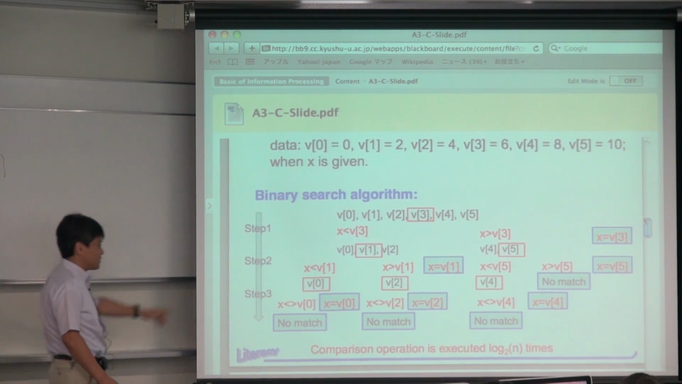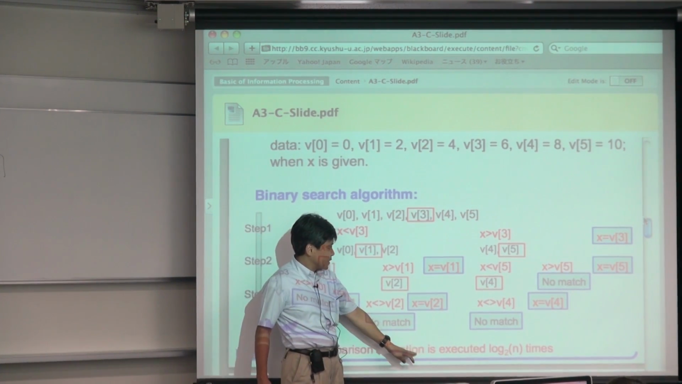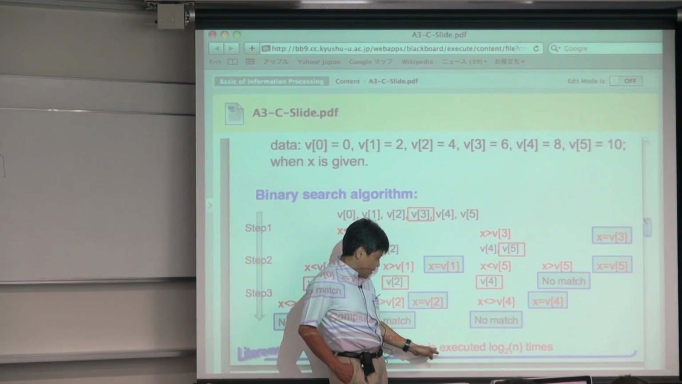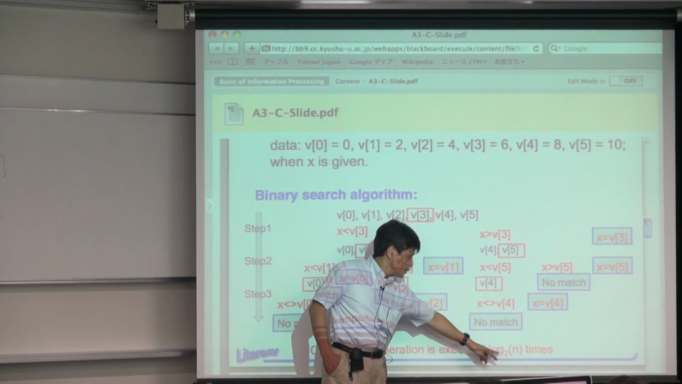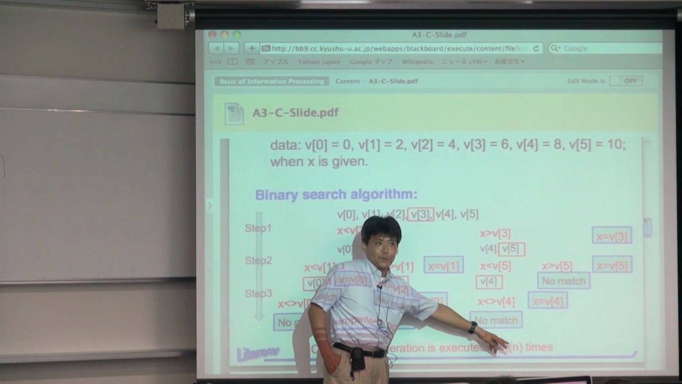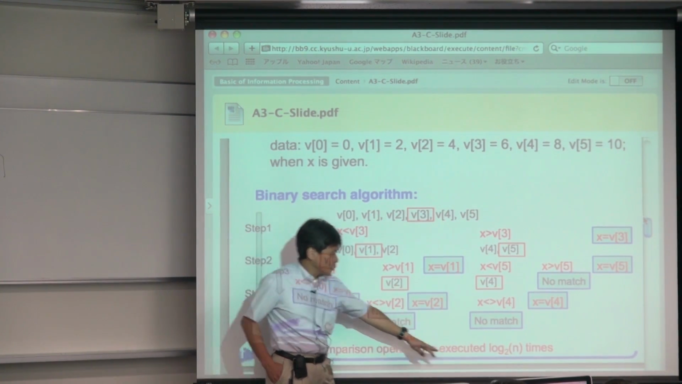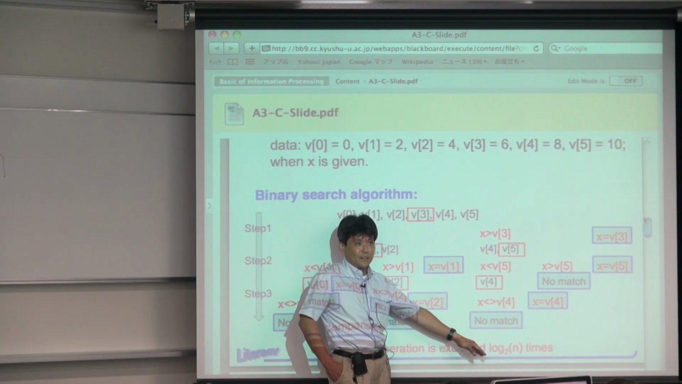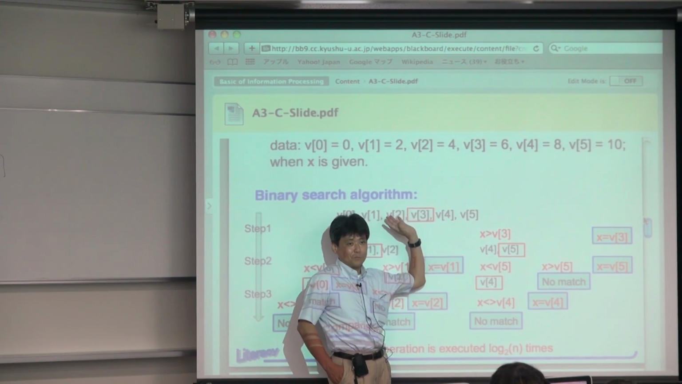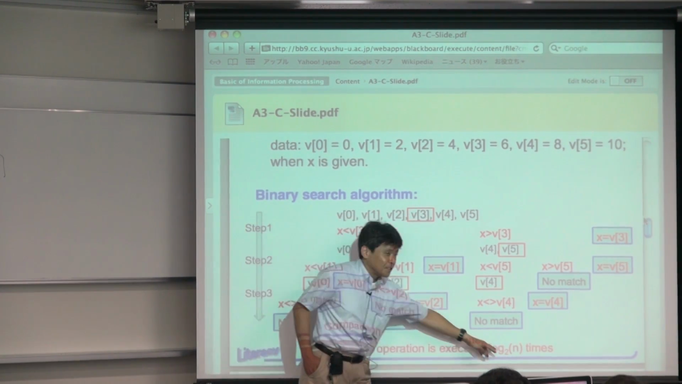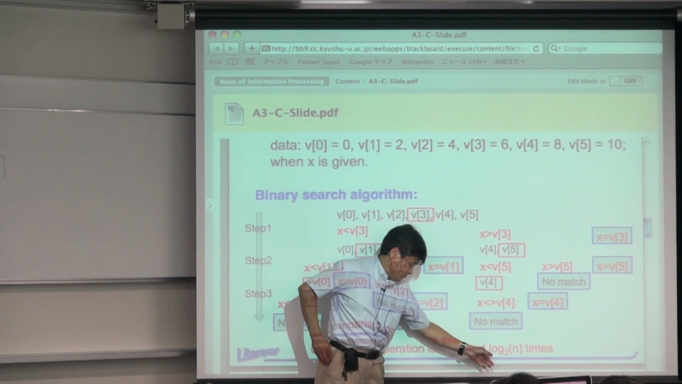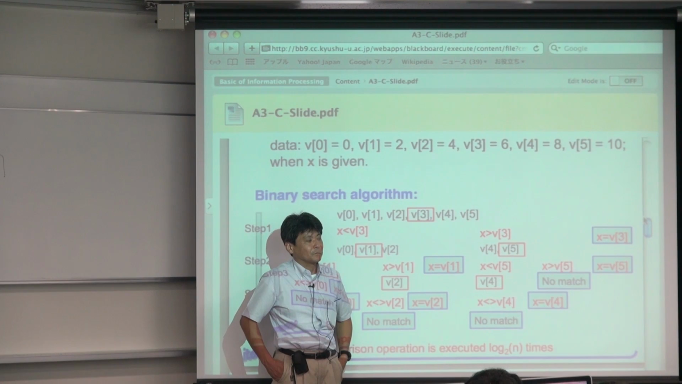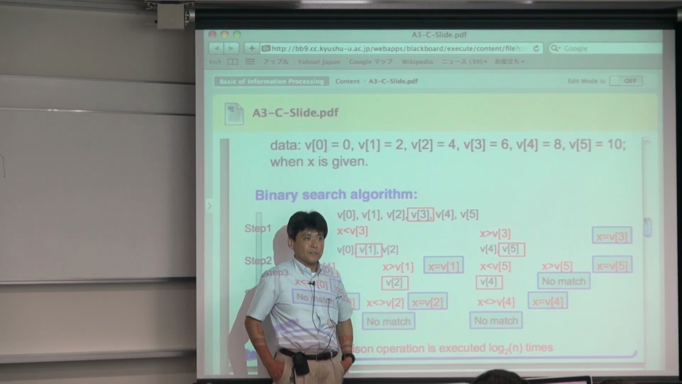So as shown here, the important thing is that the comparison operation like this will be executed log2 n times. So this is very efficient. Efficiency means the efficiency of this program. So if n is very large, this value is treated as a very efficient value.